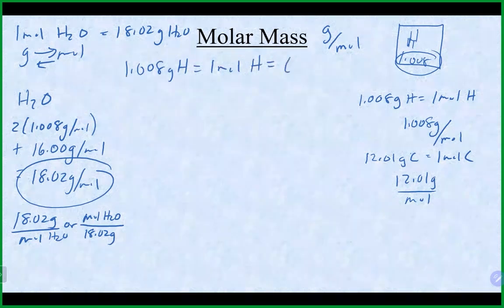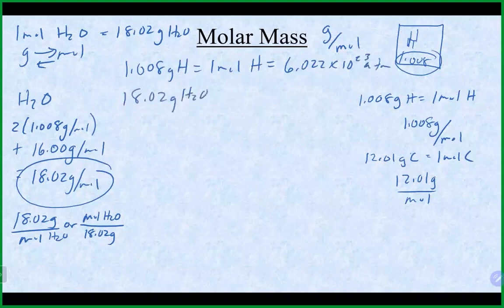It would still be Avogadro's number. So that is how they all tie to each other. Same thing here. There's 18.02 grams of water and 1 mole of water. And 1 mole of water would have how many molecules? Yeah, we still have Avogadro's number's worth of molecules. So that is the relationship of how all those things tie together.